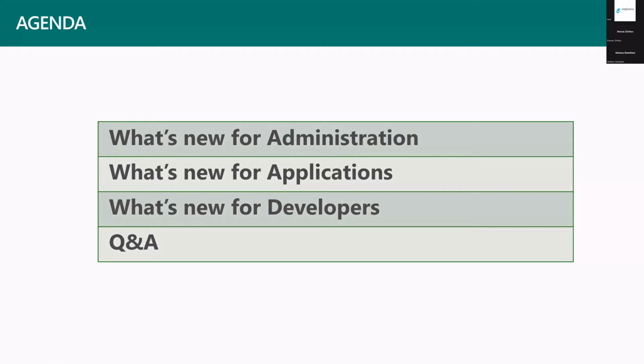News can mainly be grouped into the following three groups: news for administration, news for the application part, and news related to the developer parts. As said, I prefer to have the question and answer at the end in order to avoid losing time during the presentation. There are quite a lot of things to explain, so I will prefer to start immediately.